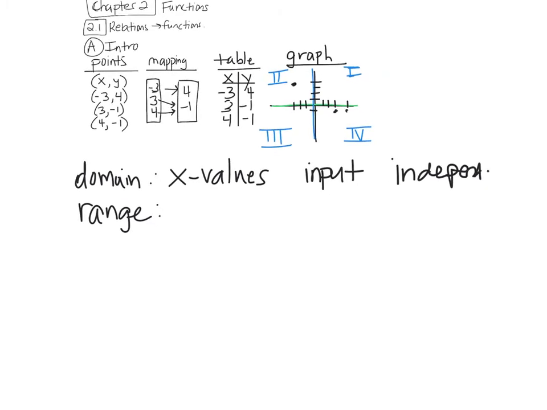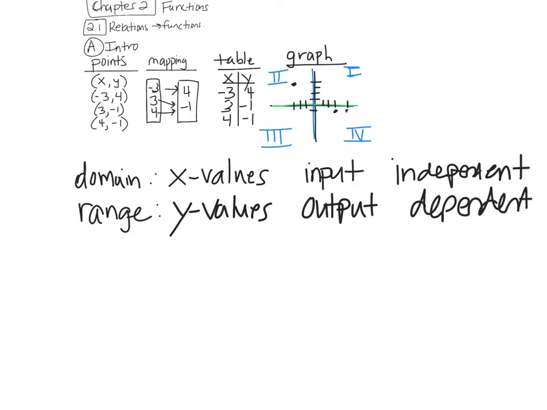Independent, that's a long word. Independent, okay? So range is going to be all the opposites of that, pretty much. Instead of the x values, they are the y values. Instead of input, they are output. And instead of independent, they are dependent. Exactly.